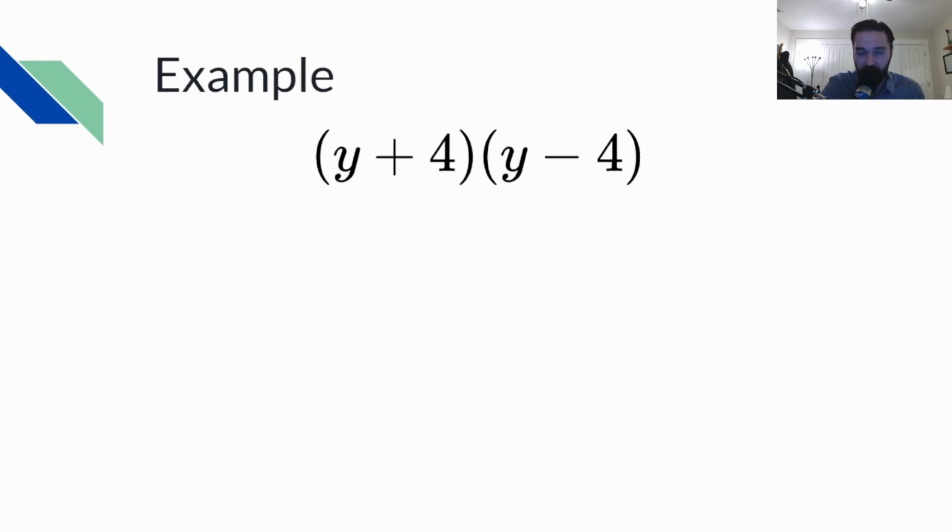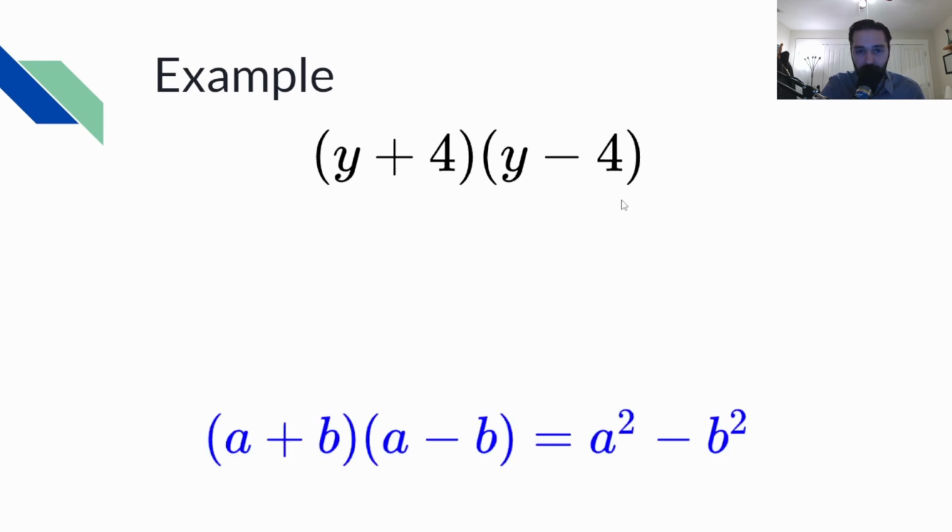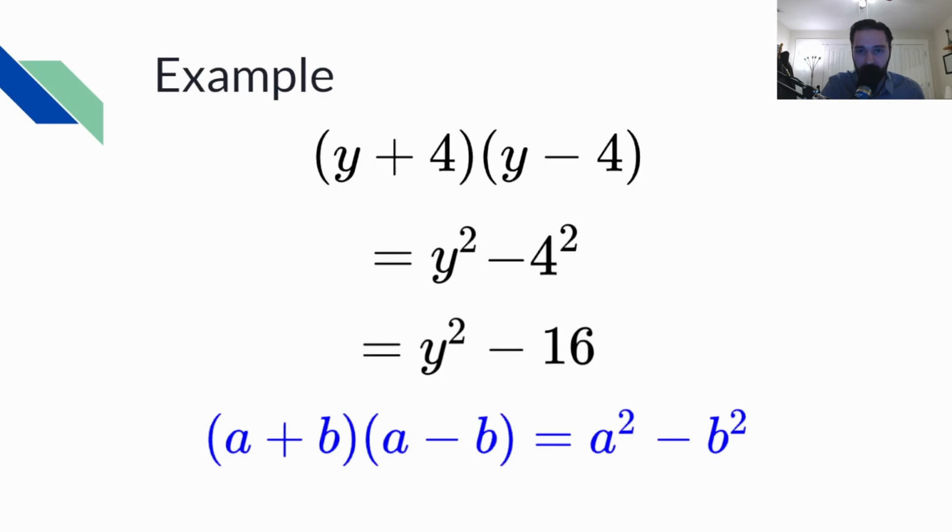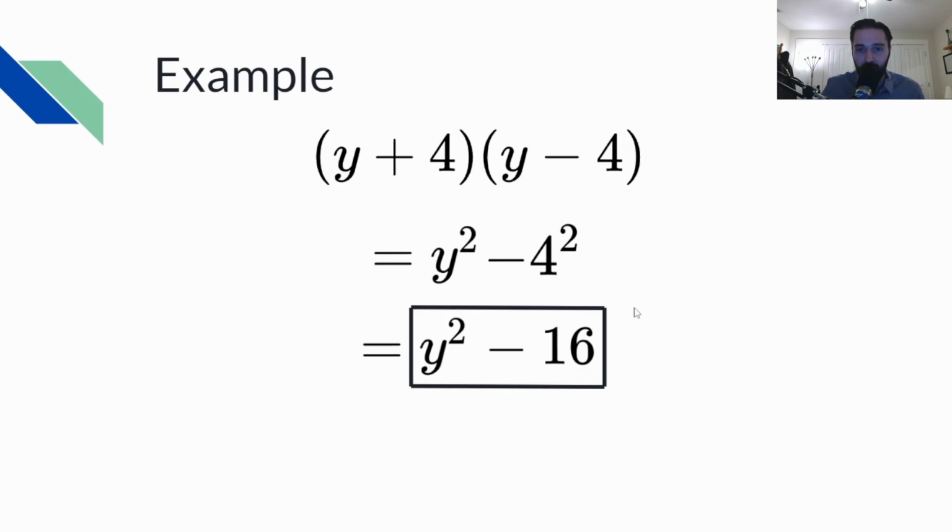We can use this on a concrete example. Let's do y plus 4 times y minus 4. The difference of squares formula tells me that I can take the first number, y, and square it, and then subtract the second number squared. So y is like my a, and 4 is like my b here. We get y squared minus 4 squared, and 4 squared is 16, so my answer is y squared minus 16. We can see how using the formula is faster than using FOIL.